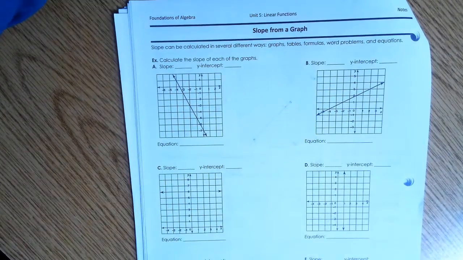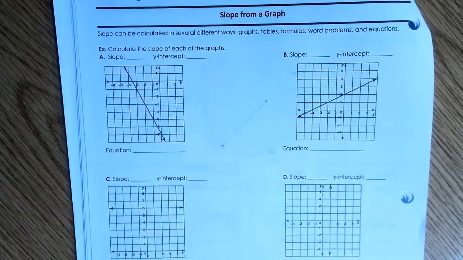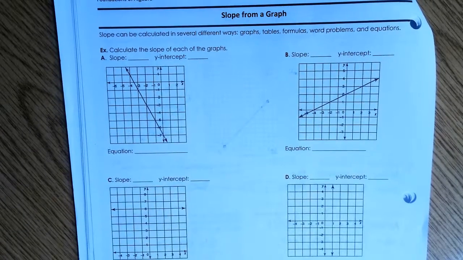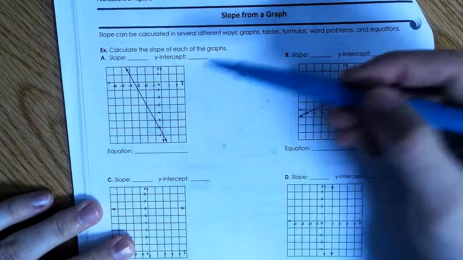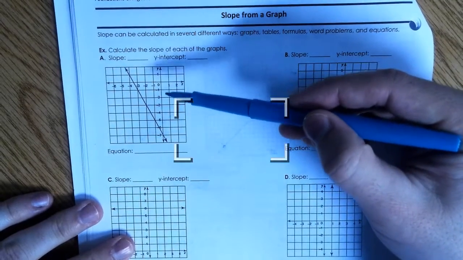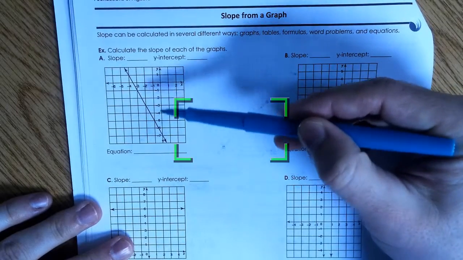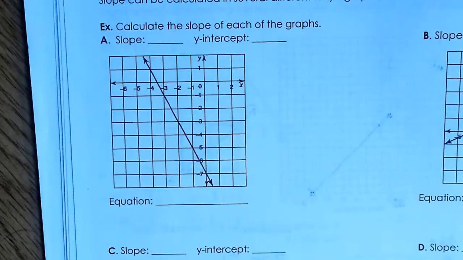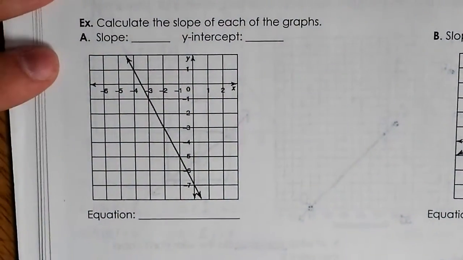All right, so we're going to jump into how to find slope from a graph. First thing I want to talk about is the y-intercept, where you start at. The y-intercept is always where the graph touches the y-axis. So let's go through each one of these individually and talk about where they touch the y-axis.